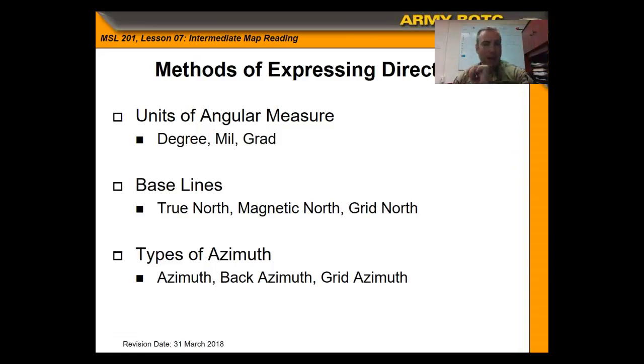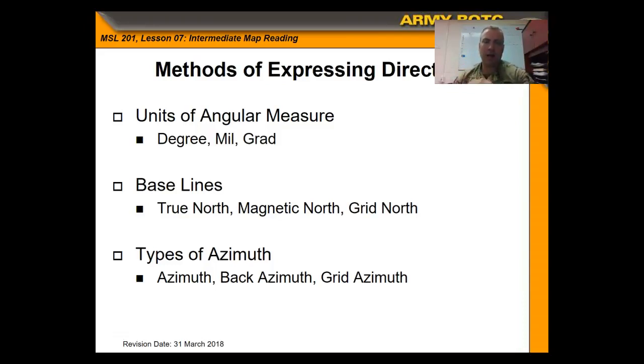And the grad is a metric unit of measure found on some foreign maps. And there are 400 grads in a circle. A 90-degree right angle equals 100 grads. But you will almost never see grads. I've never seen them in my career. So, but then let's talk about the baseline. So 3 different types of north are very important to remember. True north, magnetic north, and grid north.